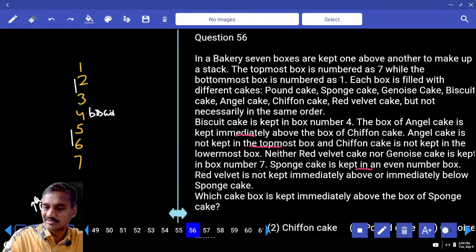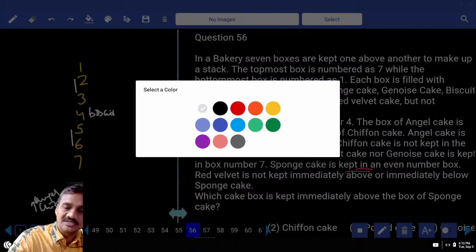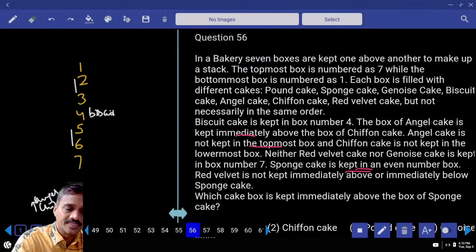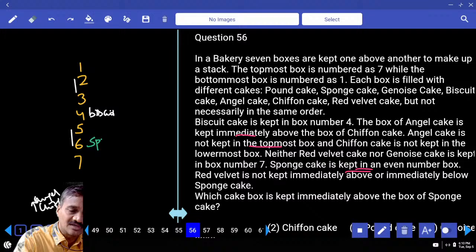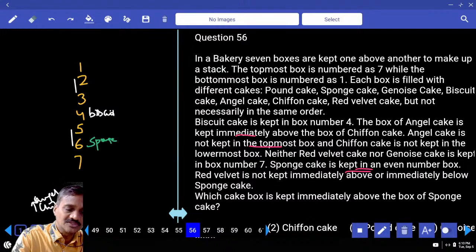And red velvet is kept immediately above or immediately below sponge. Then which cake is kept immediately above the sponge cake? Now we need to find out which is immediately above sponge. As sponge is kept at an even number, there are 2 different possibilities. Sponge can be at the 2nd or 6th. Now if sponge is here, then red velvet is not immediately above or immediately below the sponge cake. Then here angel and chiffon must be like this.